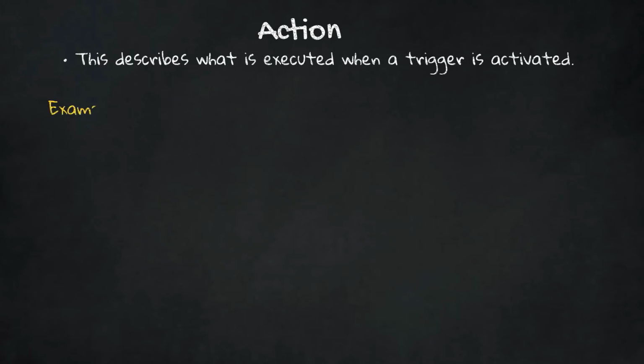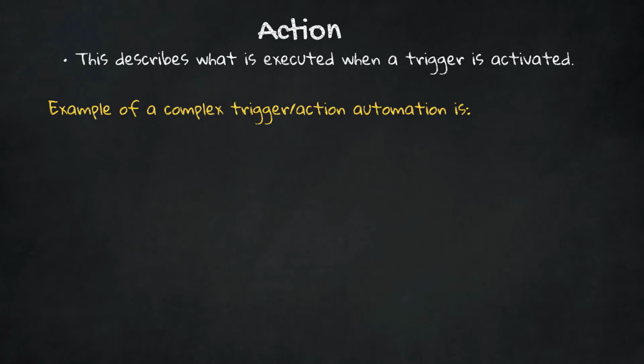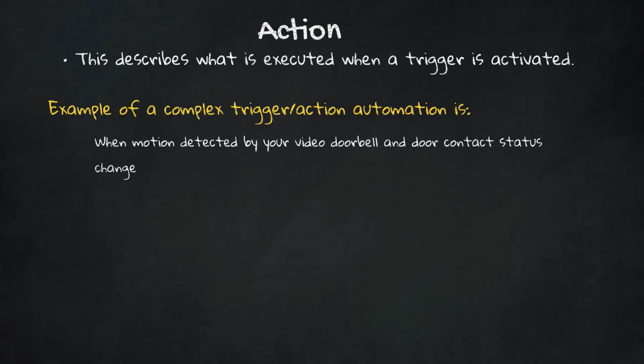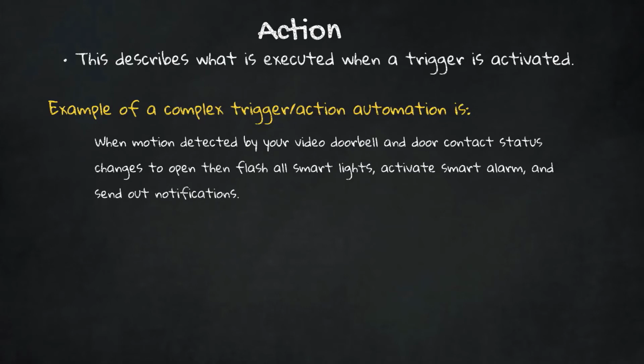Now there are more complex automations, and they include multiple triggers and multiple actions. So an example of a complex trigger-action automation might be, for instance, at nighttime, the motion sensor in your video doorbell picks up activity. In addition to that, your door contact goes to open status. This then will activate the smart lighting systems and all the lights start to flash. Your alarm siren may go off and notifications get sent out to your smartphone.